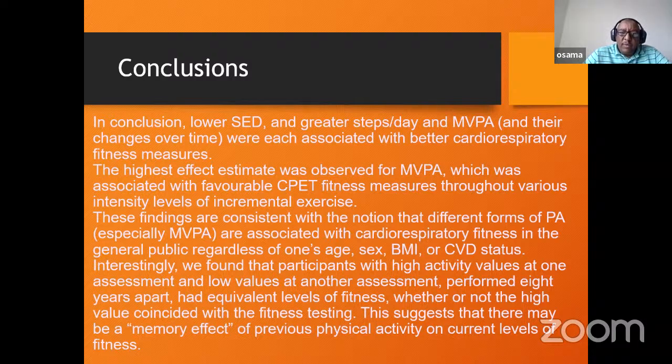Interestingly, we found that participants with a higher activity value at one assessment and a low value at another assessment, performed 8 years apart, had an equivalent level of fitness, whether or not the high value coincided with the fitness testing. This suggests that there may be a memory effect of previous physical activity on current level of fitness.